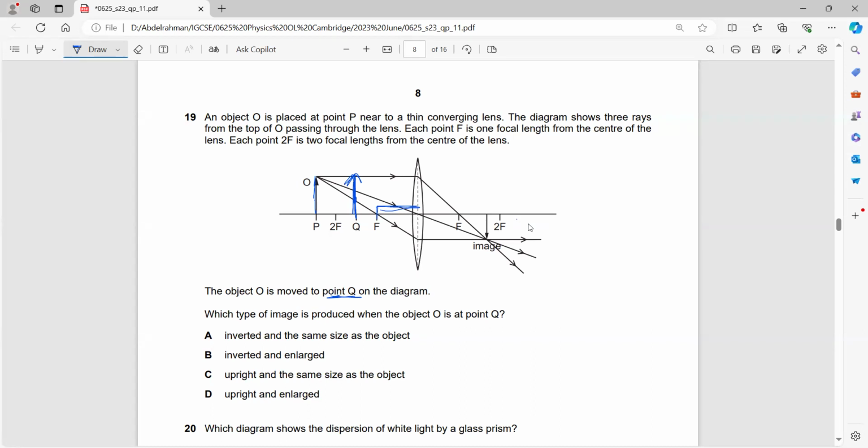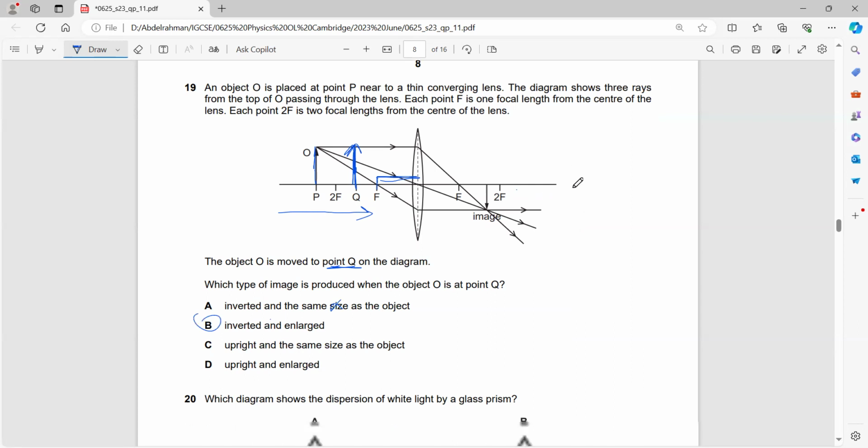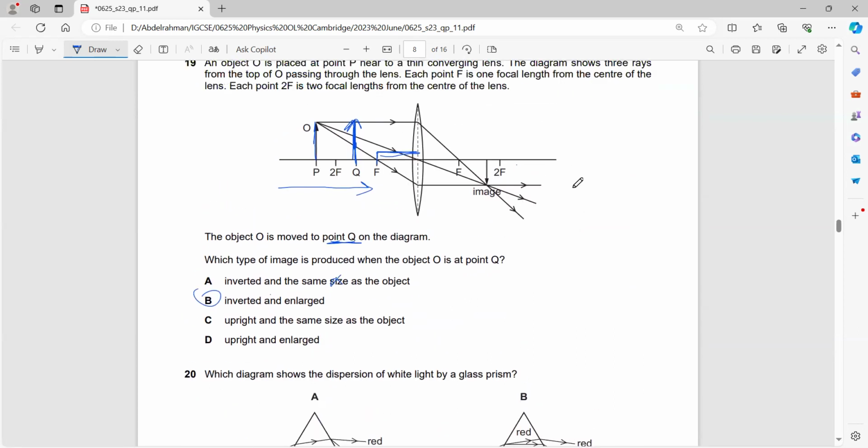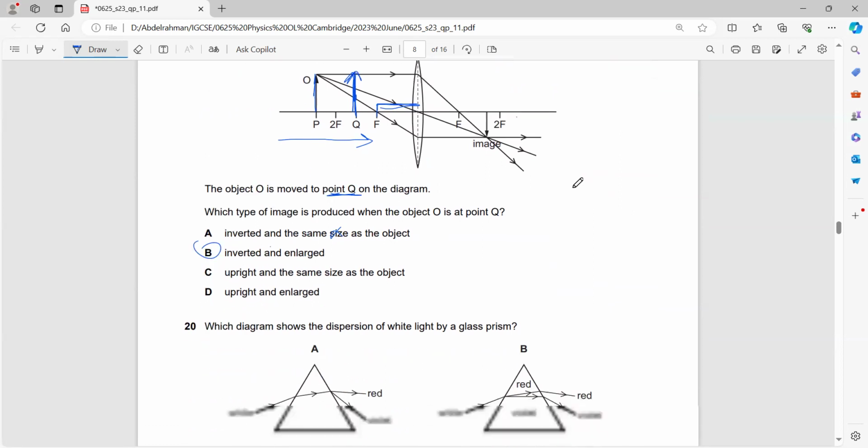But whenever the object comes closer to the focal point, or the principal focus, the image gets larger. So it will be inverted, not the same size, no, it will be enlarged, because it came closer to the lens.